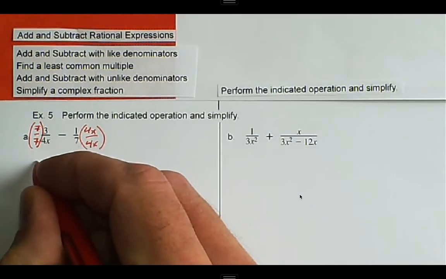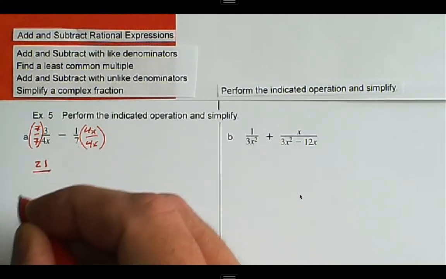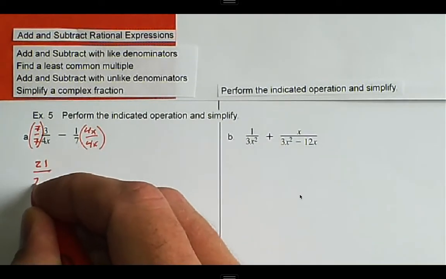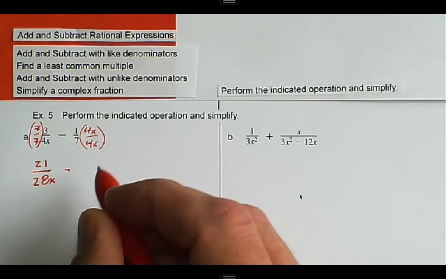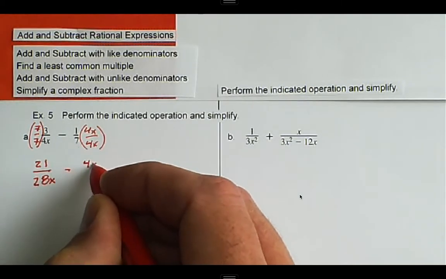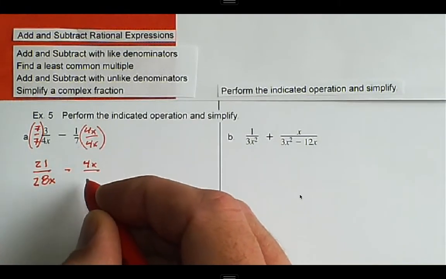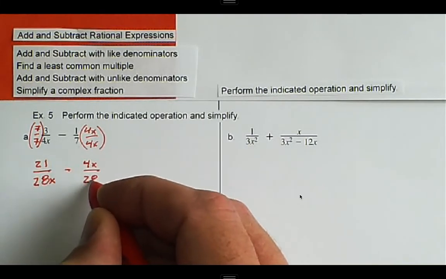7 times 3 is 21, and 7 times 4x is 28x. 1 times 4x is 4x, and 7 times 4x is 28x.